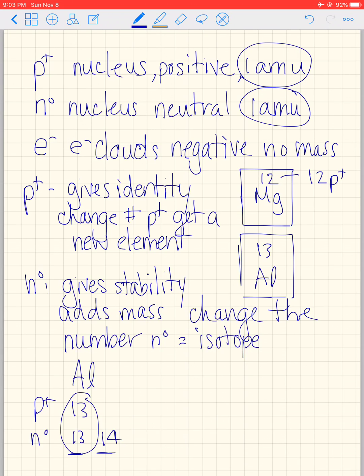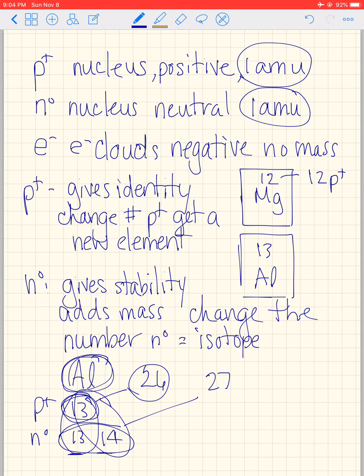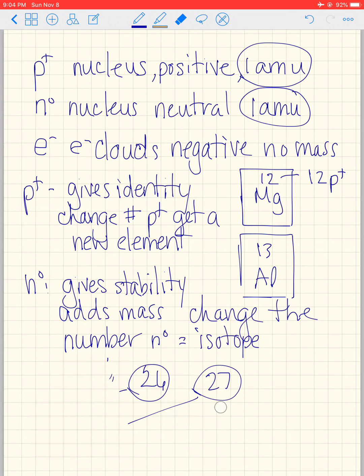The mass of this would be 26. The mass of this would be 27, but they're all aluminum. Same element because you have the same number of protons, but a different number of neutrons, so you have a different atomic mass. And isotopes all pretty much behave the same. If I have a bunch of aluminum atoms that are a mass of 26 and another bunch that are a mass of 27, I'm not really going to be able to tell the difference between them. Different atomic mass, same atomic number is an isotope.